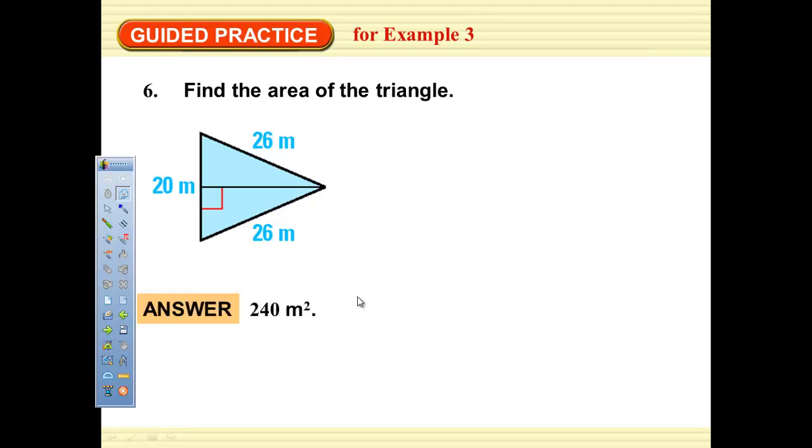Our answer is 240 square meters. And we're done. Thanks.